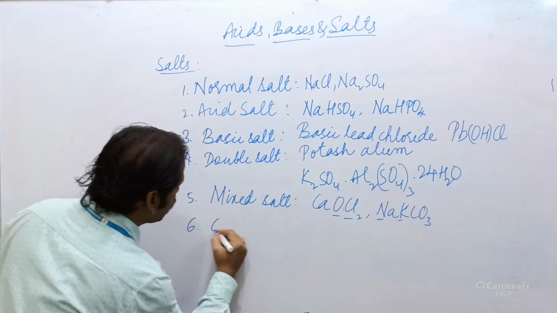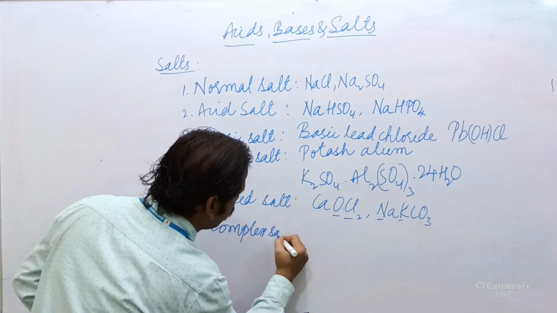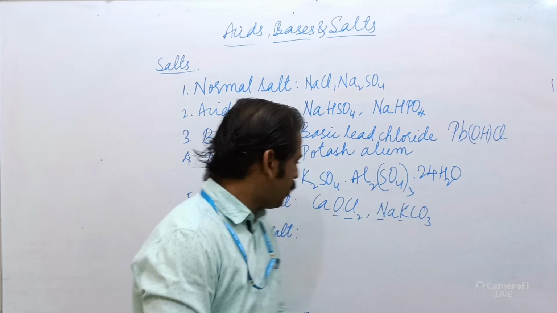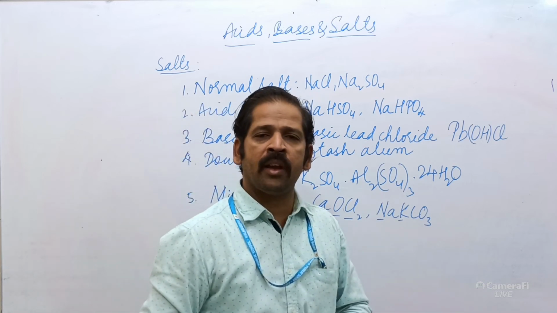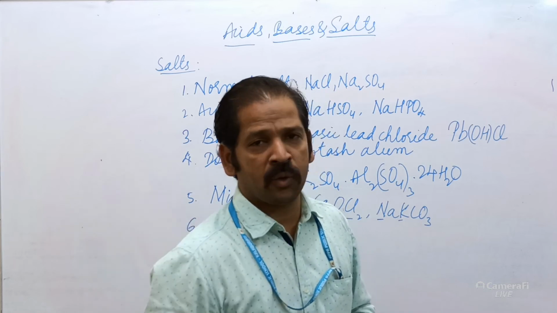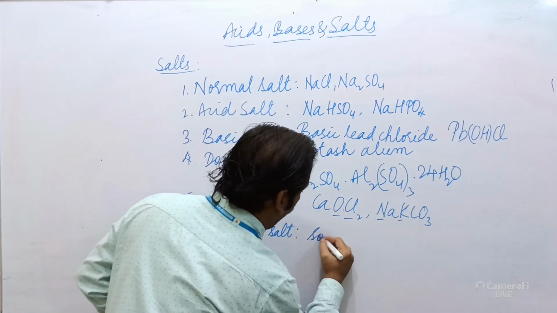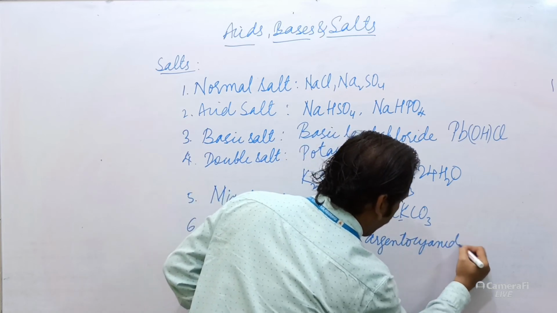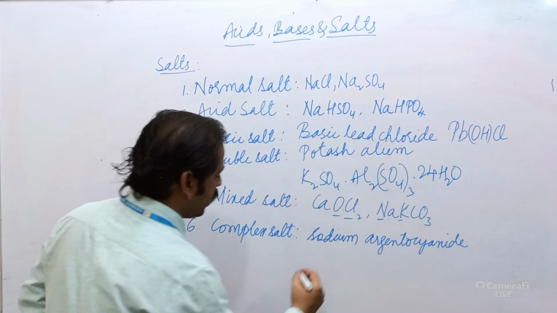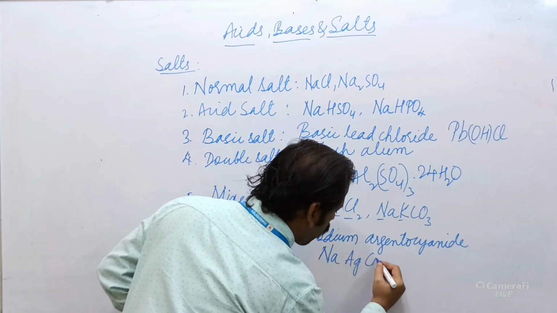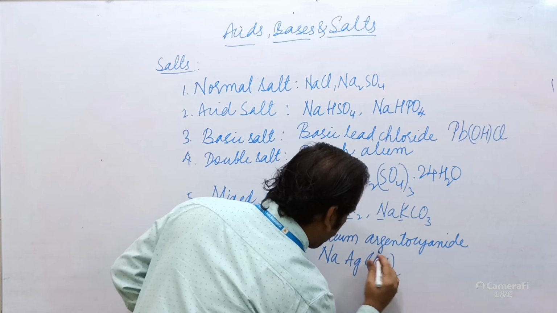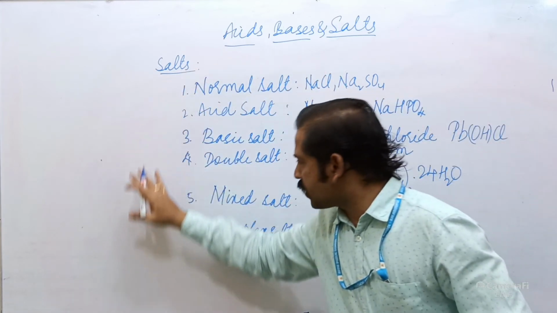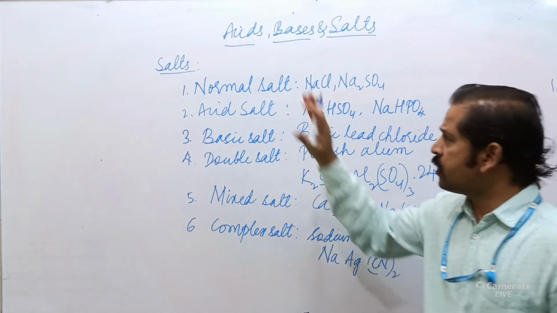Last one is complex salt. It is a formation due to the dissociation of simple ion and complex ion. Example is sodium argentocyanide, which we just discussed, and its formula is NaAg(CN)2. Yes, these are the 6 kinds of salts.